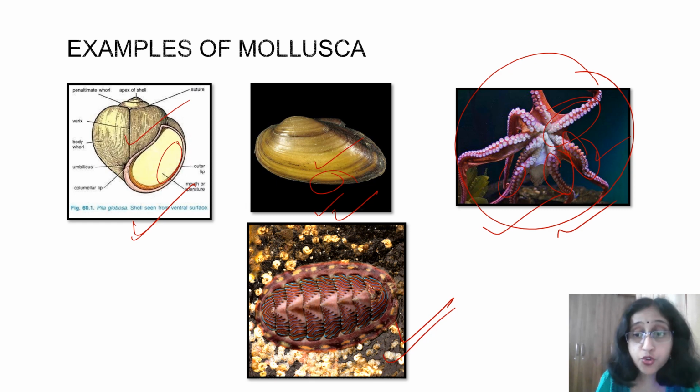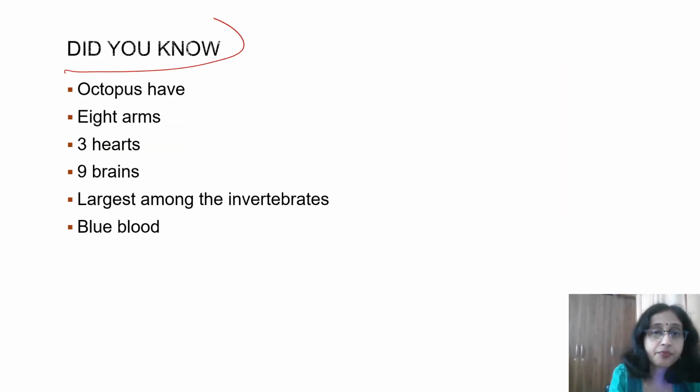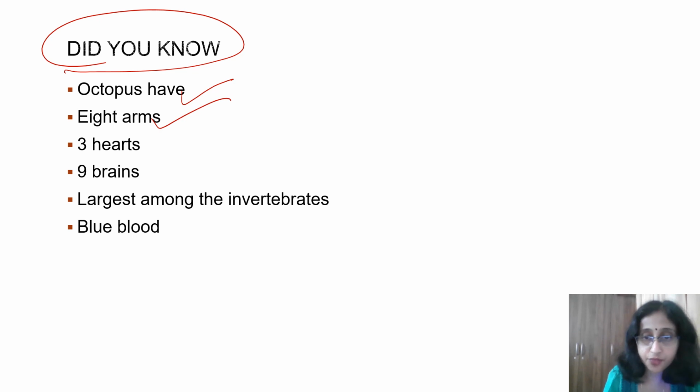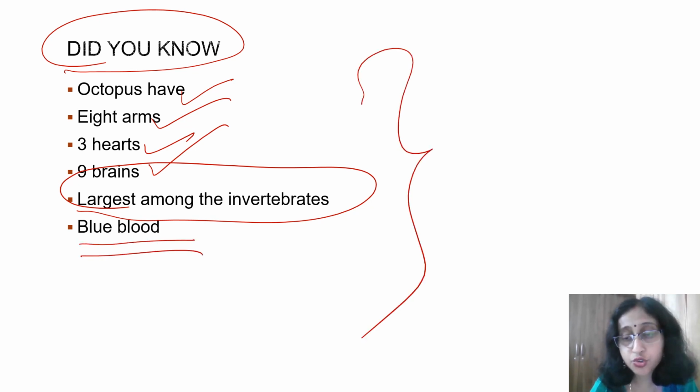Let us move on to an important fact about the octopus. Did you know? The octopus has 8 arms, that we all know. It has 3 hearts, whereas we all have 1 heart. It has 9 brains. It is the largest among the invertebrates, and it has blue blood. So these are the facts about the octopus which you should know: 9 brains, 3 hearts, 8 arms. These are all exceptional things, and it has blue blood.